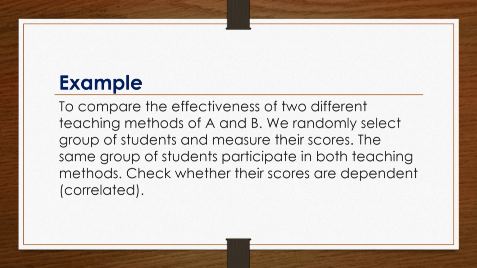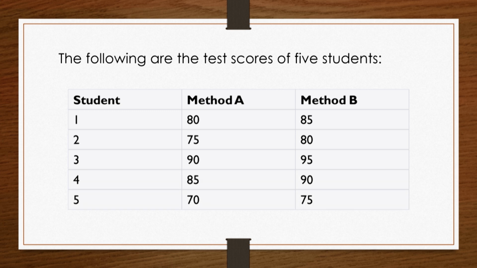For example, here we are going to compare the effectiveness of two different teaching methods, method A and method B. We randomly select a group of students and measure their scores. The same group of students participates in both teaching methods. Check whether their scores are dependent or not, that is, correlated or not. The following are the test scores of 5 students under method A and method B, which are given here.